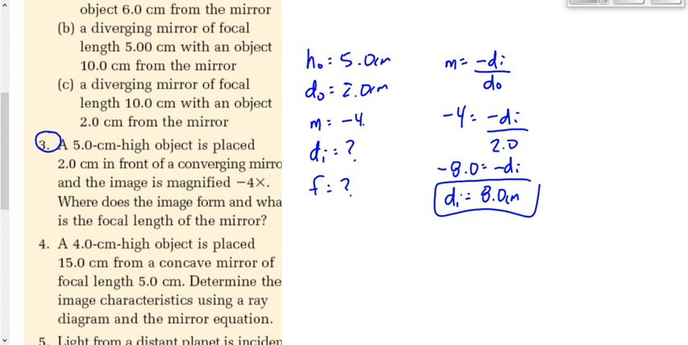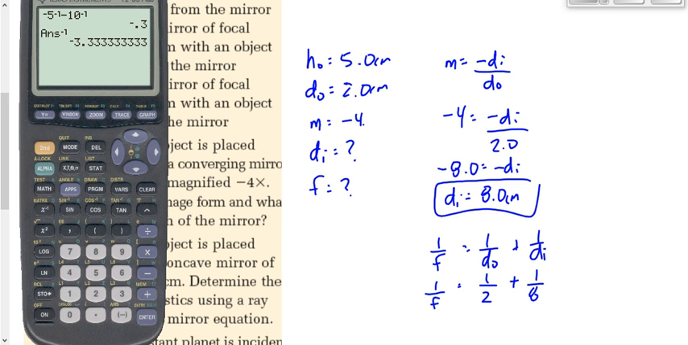What kind of image is this, by the way, if we get positive 8 centimeters for image distance? A positive image distance means it's a real image. We could, if we wanted to, project it onto a screen located 8 centimeters from the mirror. Okay, now let's find f. 1 over f is equal to 1 over DO plus 1 over DI, 1 over 2 plus 1 over 8. This time we're not going to do any subtracting. 2, x to the minus 1, plus 8, x to the minus 1. Flip that over, 1.6.